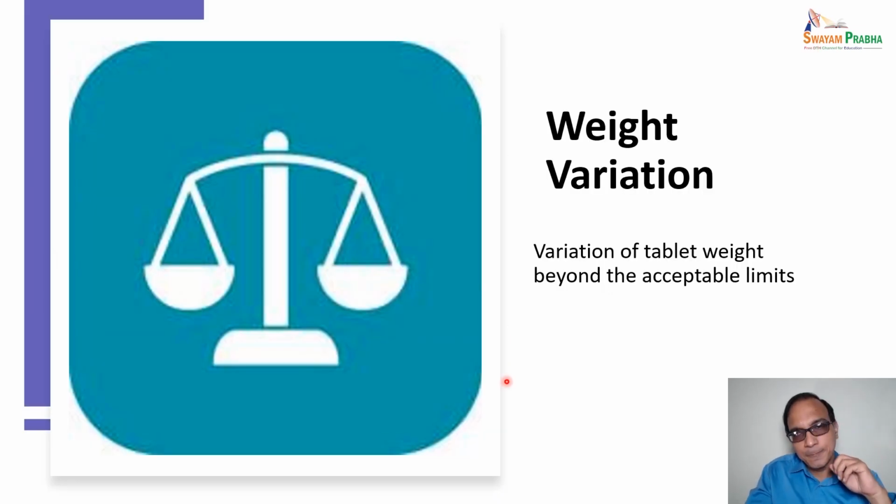Now, weight variation. Variation of tablet weight beyond the acceptable limit. You cannot always produce tablets very precisely and specifically. No next tablet can be of exactly the same weight. But you have to make your efforts to keep this weight variation within acceptable limits.